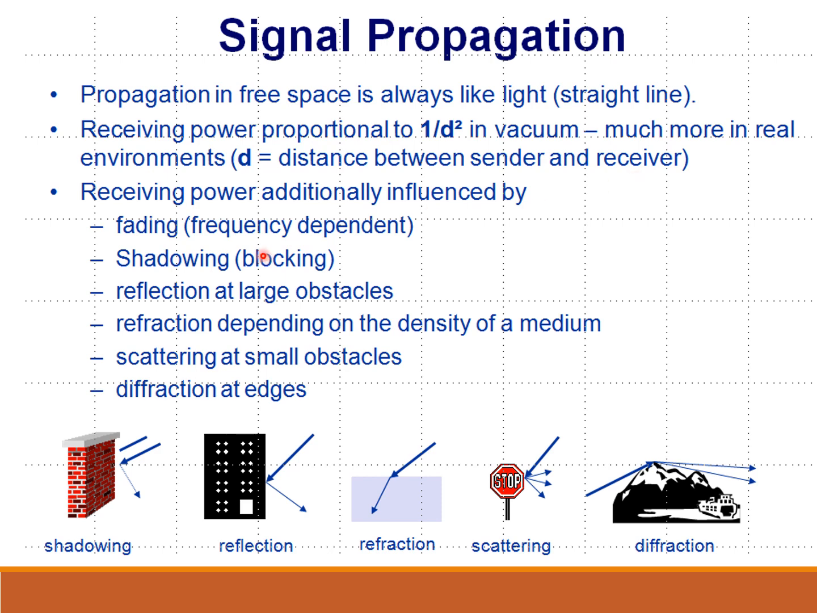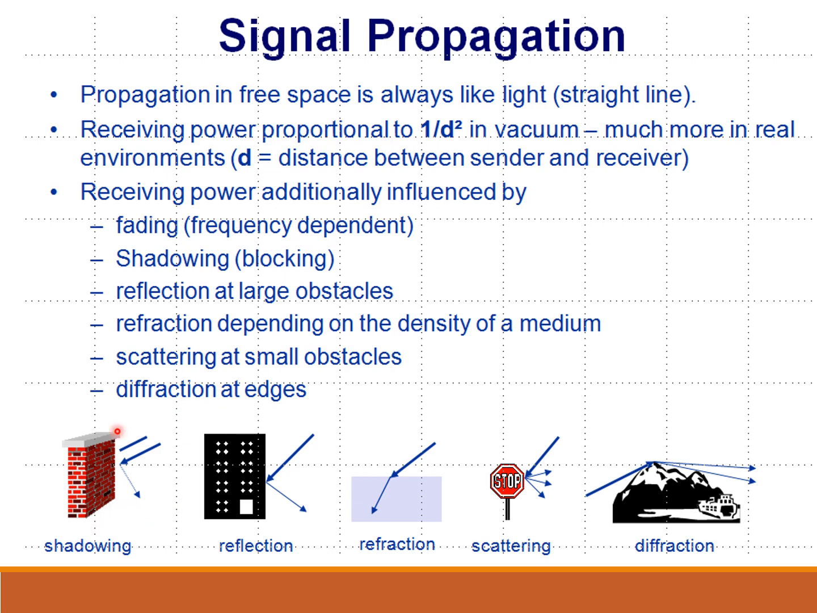And once again, when a signal travels from the transmitting antenna to the receiving antenna, it undergoes various phenomena. One is fading, shadowing or blocking, reflection, refraction, scattering, and diffraction. So these are the various phenomena that a signal undergoes when traveling from the transmitter to the receiver.